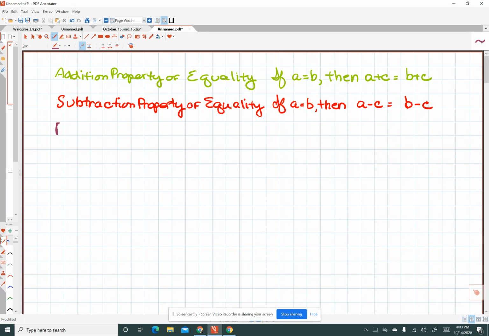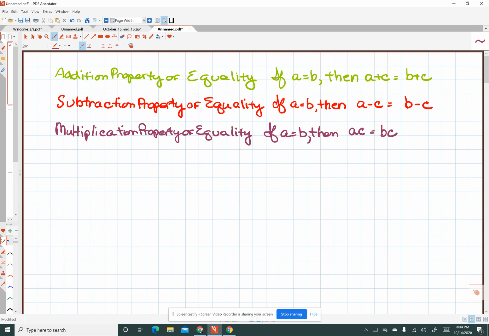Now the multiplication property of equality tells us that if A equals B, then A times C, which we can write AC, equals B times C. And remember, we don't need a sign when we multiply. That's the one thing that changes as we get into the higher mathematics.